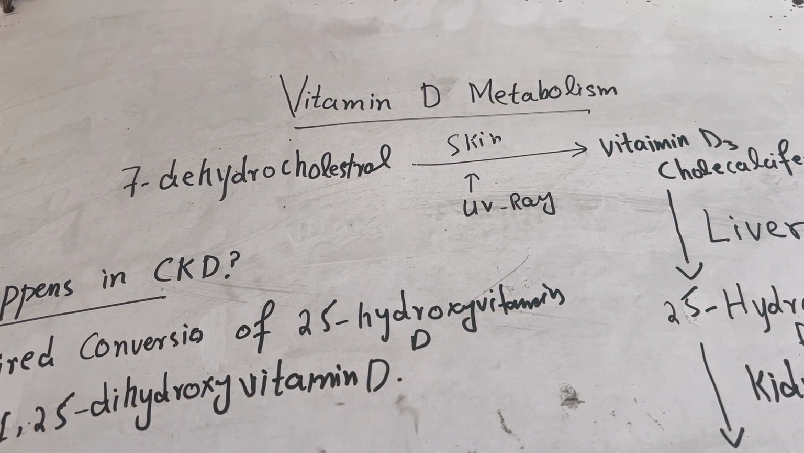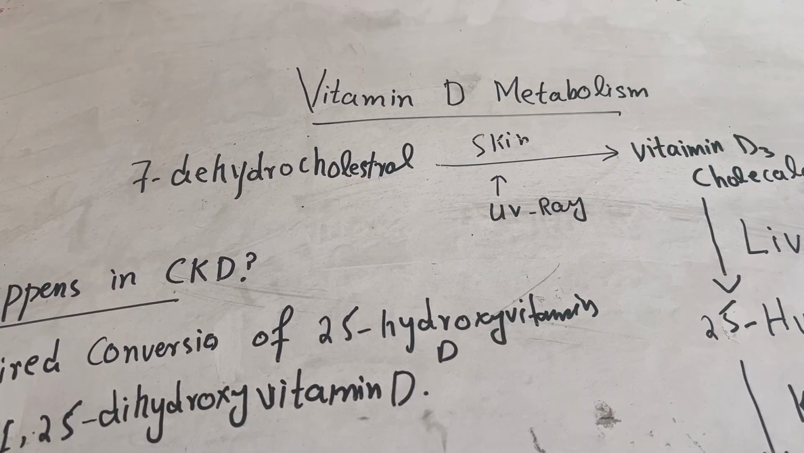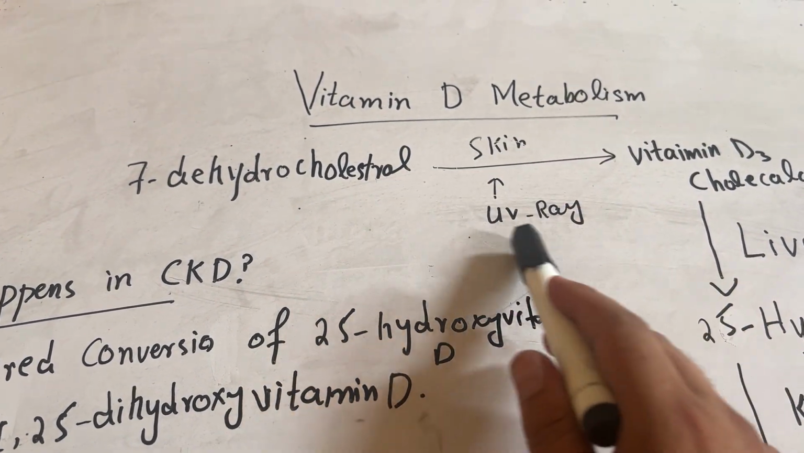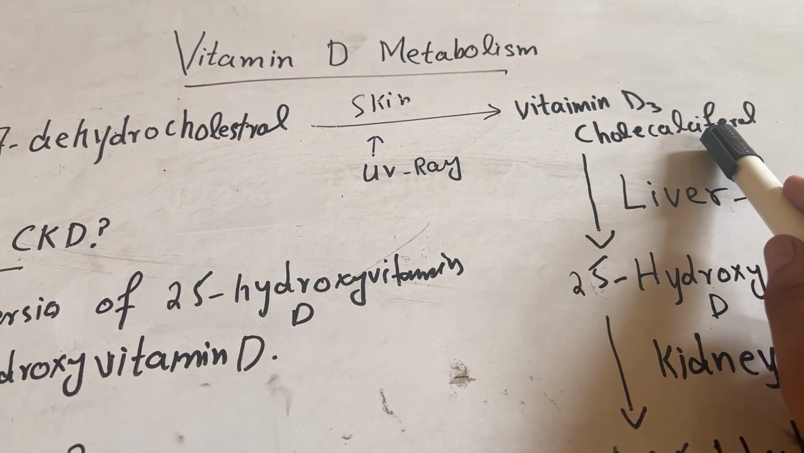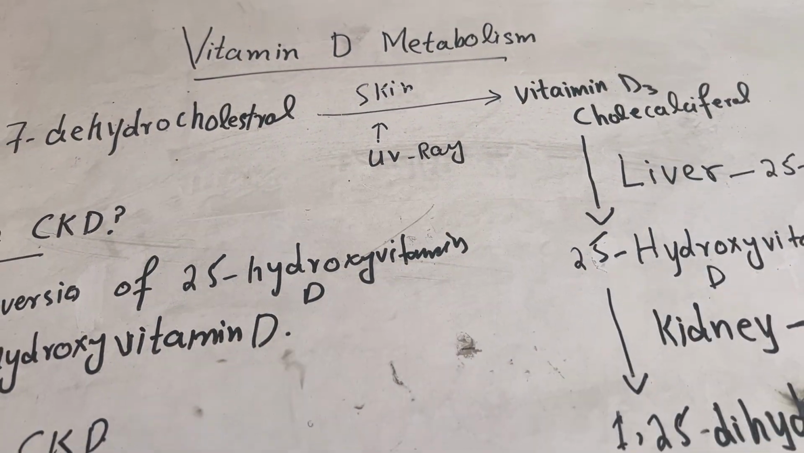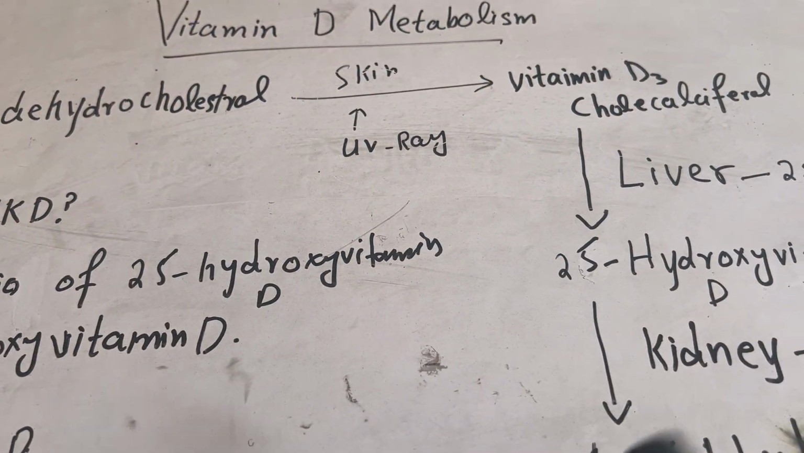Hello, let's discuss normal vitamin D metabolism. Vitamin D synthesis begins in the skin when the UV rays convert 7-dehydrocholesterol into vitamin D3, which is also called cholecalciferol. This is the first step, which occurs in the skin.